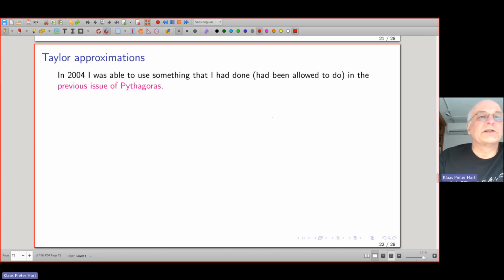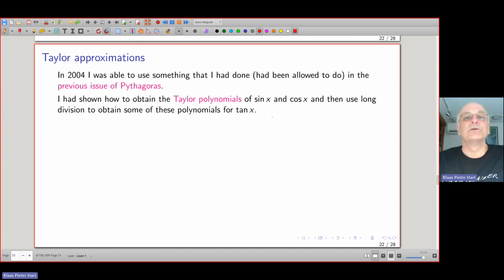In 2004, I was able to refer back to another article in Pythagoras where I secretly had calculated those approximations. Well, not secretly, I had been allowed to calculate those approximations. So I had been allowed to talk about Taylor polynomials. And those are the tools that were being used secretly by our people in 1984. Taylor polynomials, and if you follow the pink link here, you will get to the Wikipedia page that will tell you a little bit about them, are used to approximate the functions that we're talking about.